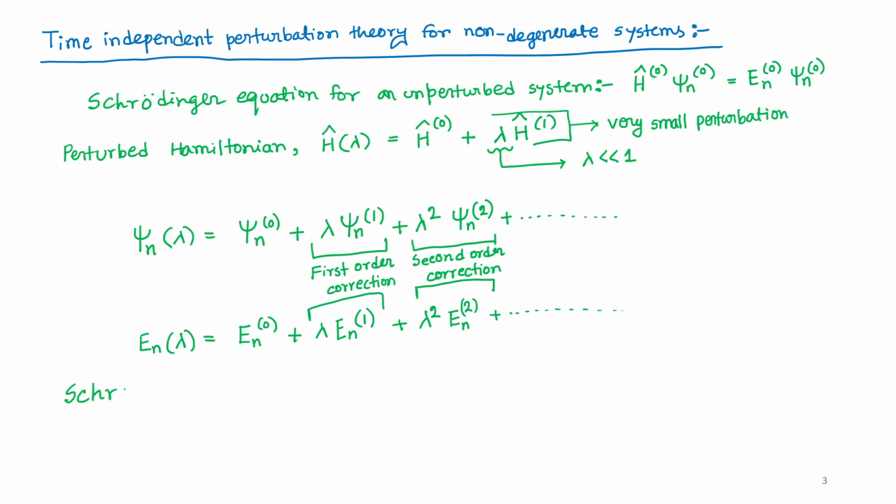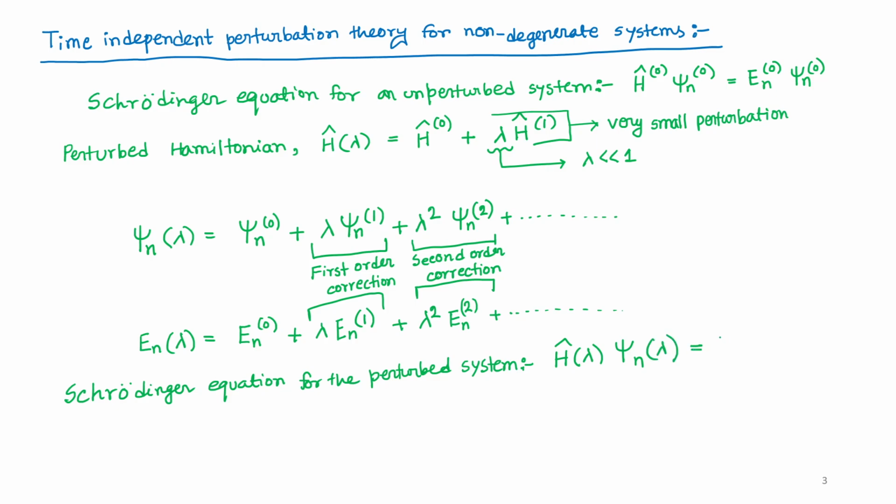The Schrodinger equation for the modified, or not modified, but the perturbed system is going to be, obviously now we will use the Hamiltonian, that is the perturbed Hamiltonian, is going to work on this psi n lambda and going to give us this energy. So this is going to be the Schrodinger equation for the perturbed part.